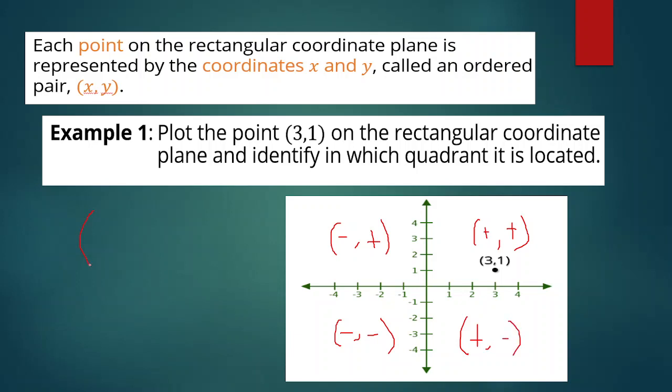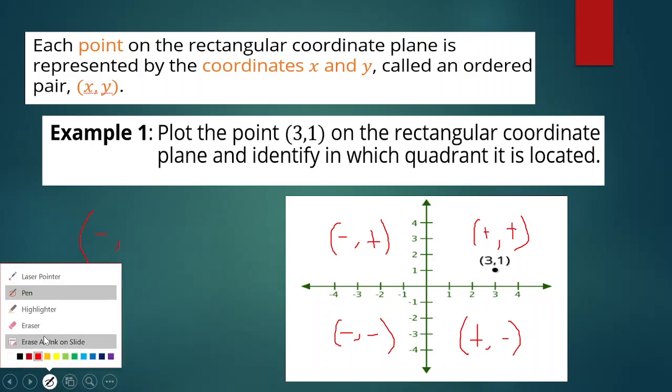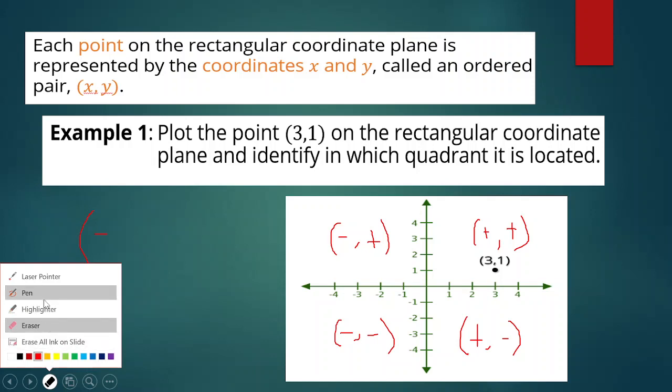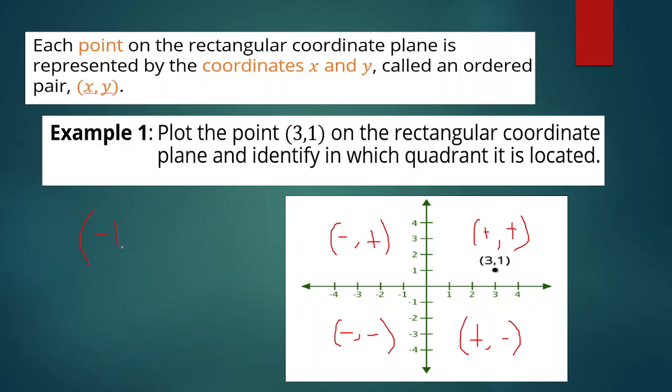Okay? Now, let me ask you this. What if you are asked to identify where negative 1, negative 2 is located? Saan sila malolocate? So, we have here negative 1. Of course, yung x muna. Yung x muna natin is yung negative 1. Yung y natin is negative 2.